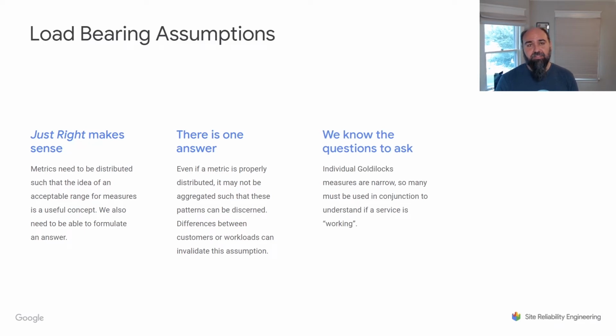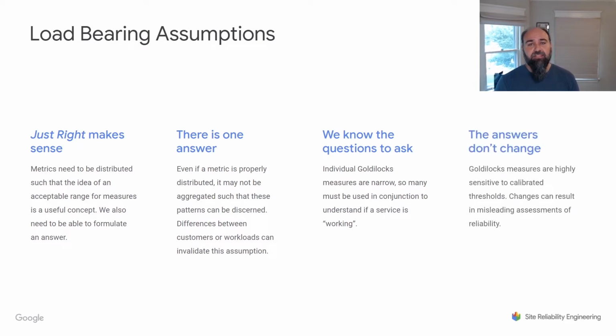A third aspect of this that's pretty important is that the idea of these Goldilocks methods as a comprehensive view of reliability is predicated on the idea that we know what we need to know. So each of these measures are narrow, and they don't typically tell you anything beyond a very particular notion of how a service is working at any given point in time. And because of that, you need to use lots of these measures.